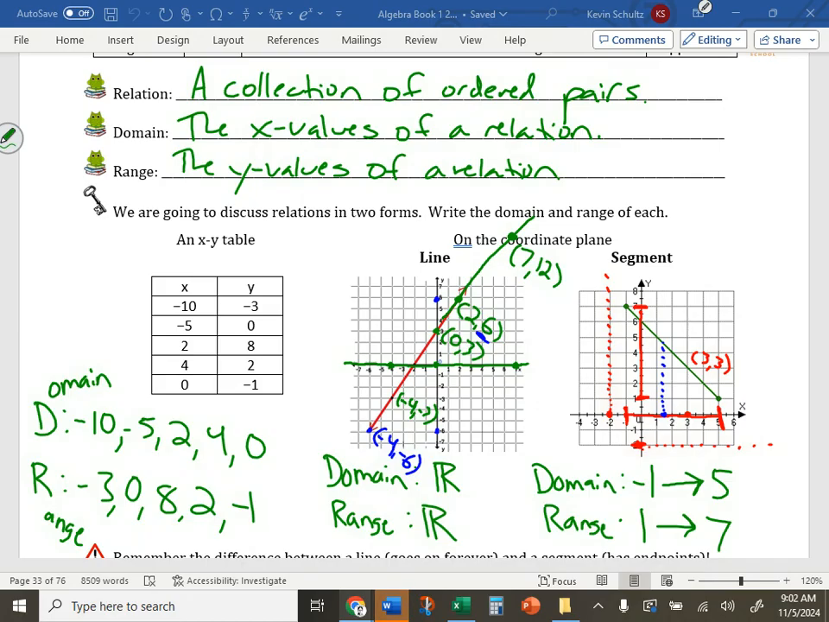Do you have to write the lowest number to the highest number? I mean, I guess technically not. Okay. Typically it's done that way, but technically you wouldn't have to, I suppose.